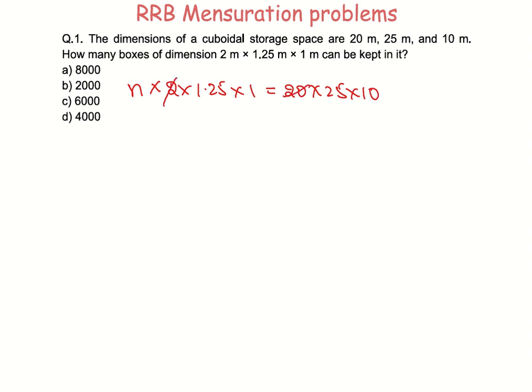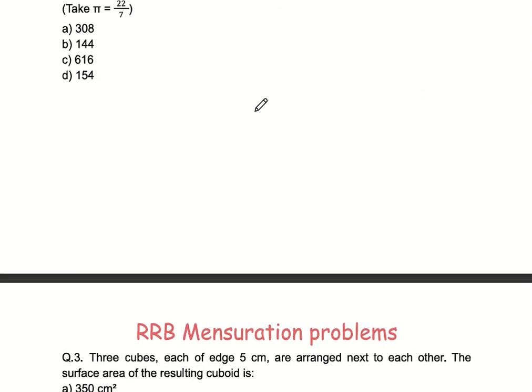So 2 ones are 2, 2 tens are 20. Remove the decimal point, we need to keep the 100. So 25 fives, 25 ones, 5 ones, 5 twos. So 2000. B is our answer. Next, we go to the second question.